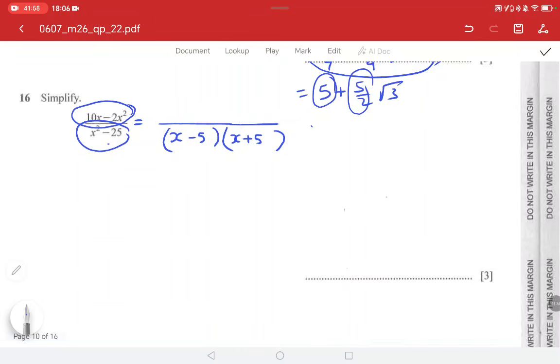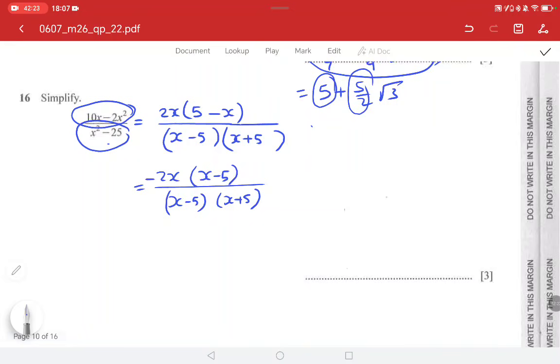How about this one? If I factorize, we can take 2x outside. So this one will be 5 minus x. Now we need to cancel the brackets, to simplify. So it's better to rearrange the formula. For example, this 5 minus x can be x minus 5, but you have to make a negative outside. So I can cancel x minus 5 with x minus 5. So the answer is negative 2x over x plus 5. This is the simplified version of that fraction.